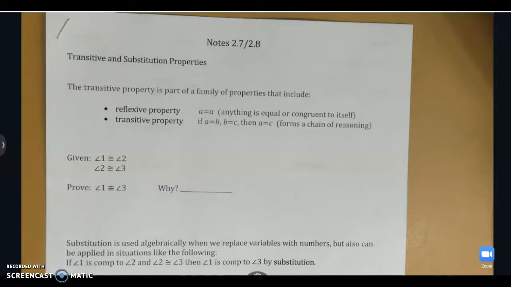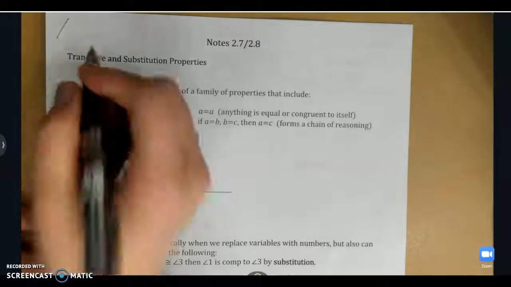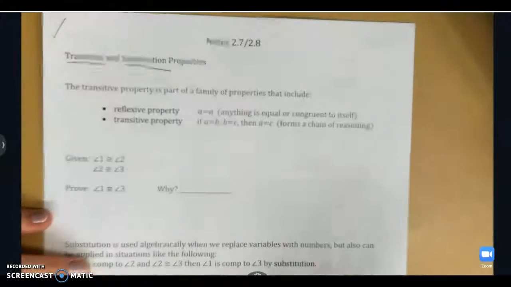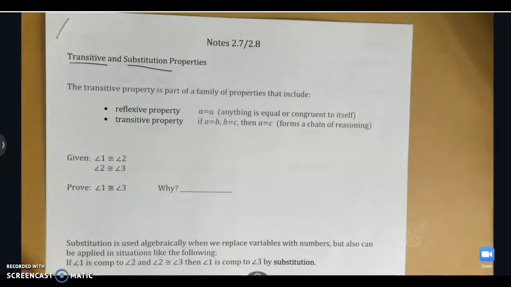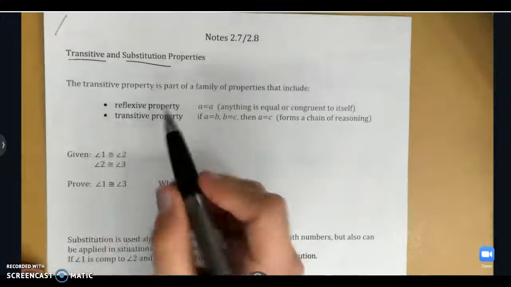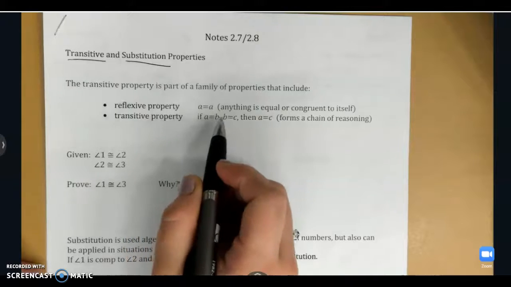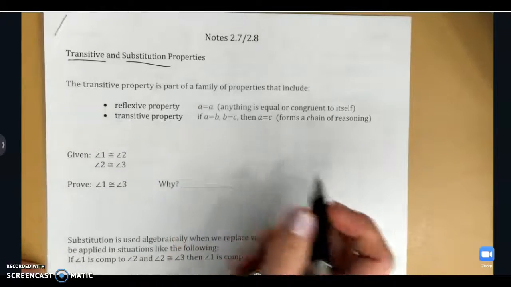Good morning. Today we are looking at some new theorems and definitions from our sections 2.7 and 2.8 in the book. And then we are going to be applying these to some more two-column proofs. So the two new properties that we're going to be looking at are the transitive and substitution properties, and also the reflexive property. So the reflexive property allows us to say that anything is equal or congruent to itself.